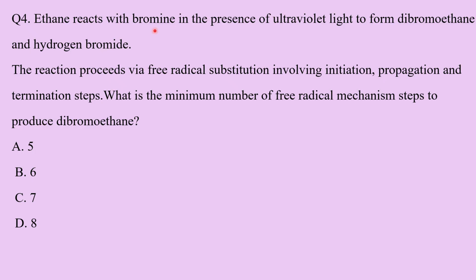Now question 4. Ethane reacts with bromine in the presence of ultraviolet light to form dibromoethane and hydrogen bromide. The reaction proceeds via free radical substitution involving initiation, propagation and termination steps. What is the minimum number of free radical mechanism steps to produce dibromoethane? You have to write the mechanism till the point you get dibromoethane, just count the number of steps required, cross-check with the options given, and then mark the correct option.